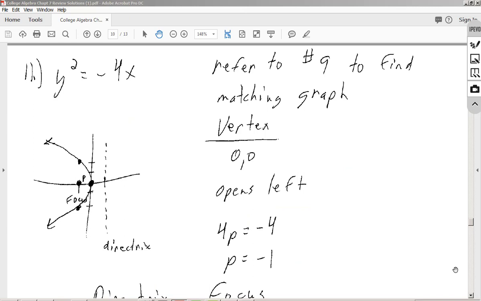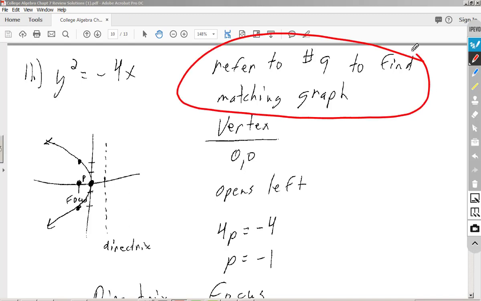Okay, on this next problem, number 11, it gives us the equation y squared equals -4x. Find the focus and the directrix of the parabola with the given equation, and I also put graph it. So again, refer to number 9 to find the matching graph.